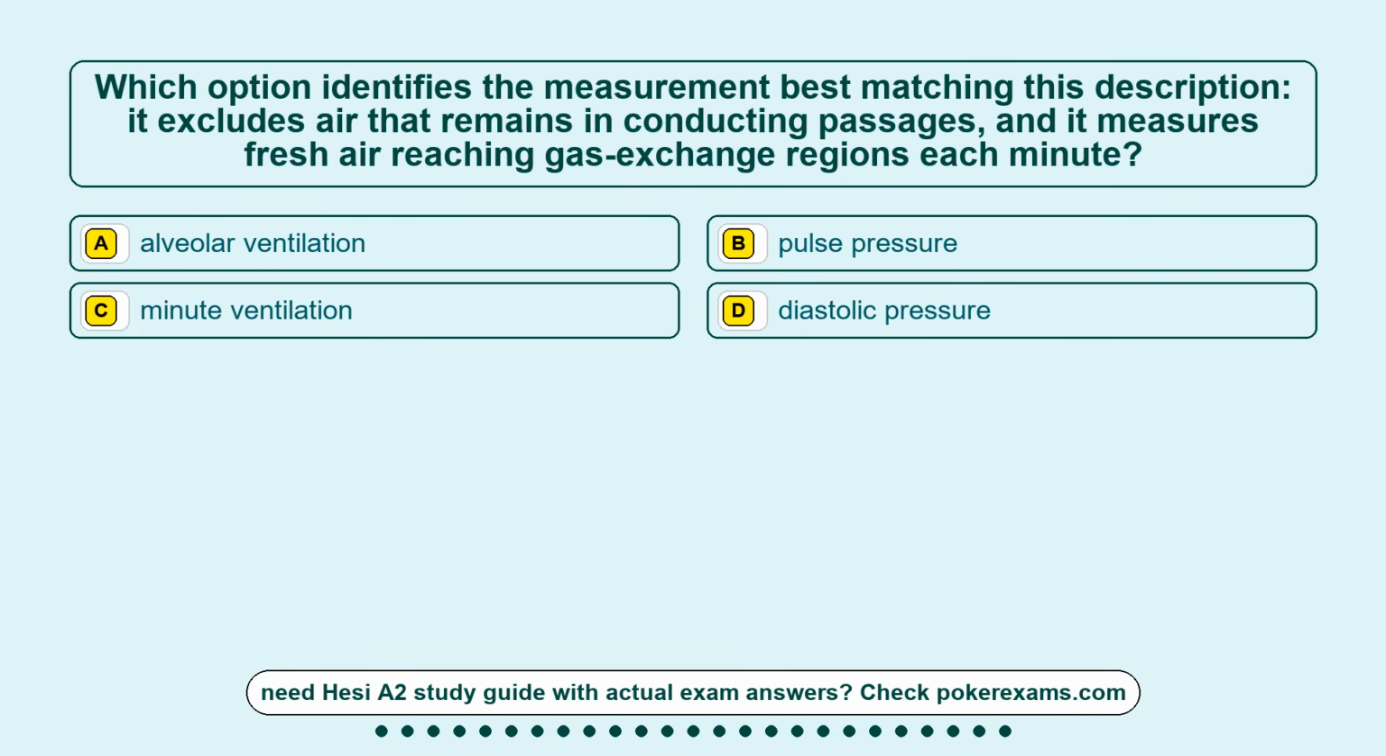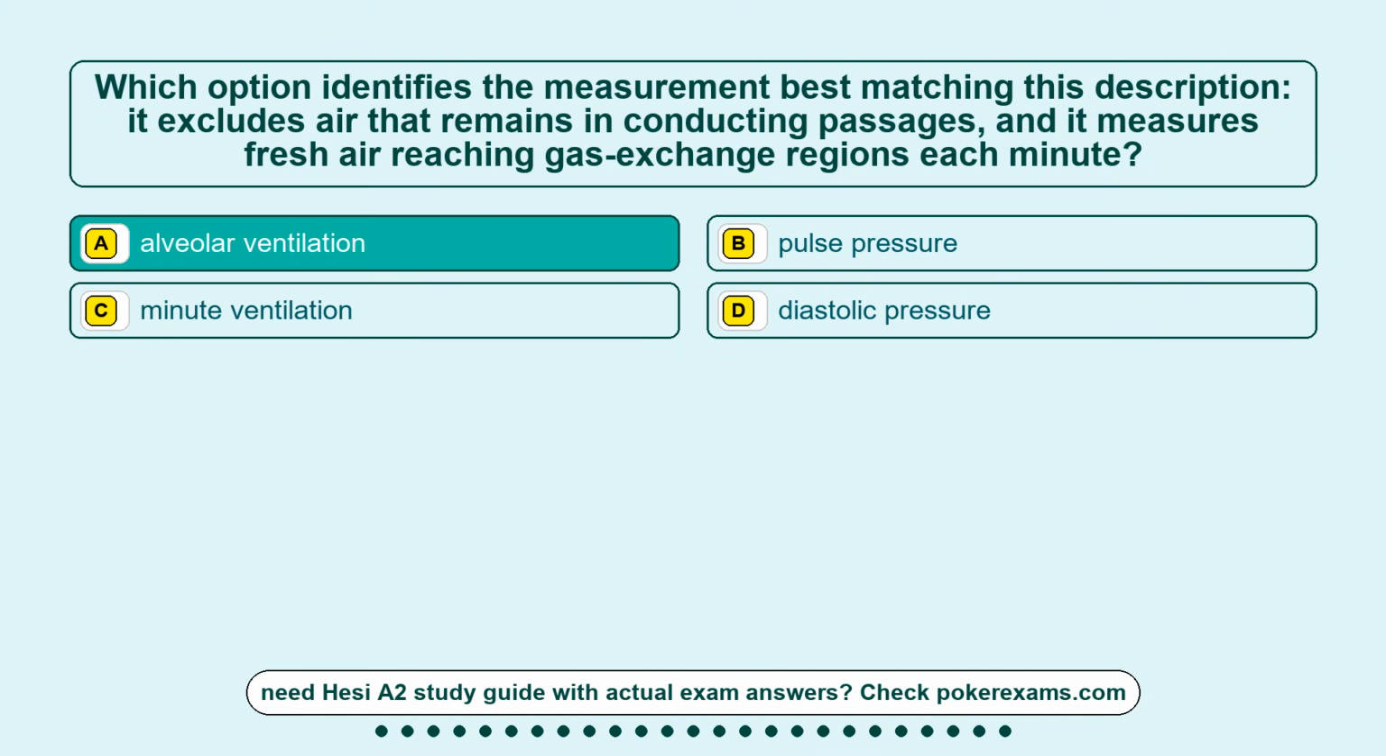Question 15. Which option identifies the measurement best matching this description? It excludes air that remains in conducting passages, and it measures fresh air reaching gas-exchange regions each minute. Option A, alveolar ventilation. Option B, pulse pressure. Option C, minute ventilation. Option D, diastolic pressure.